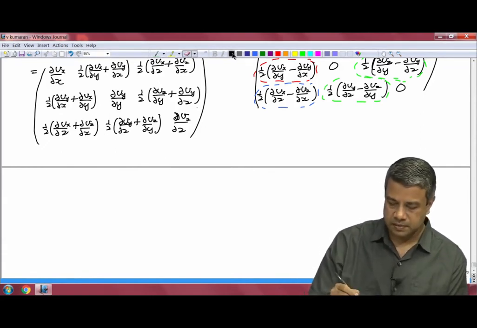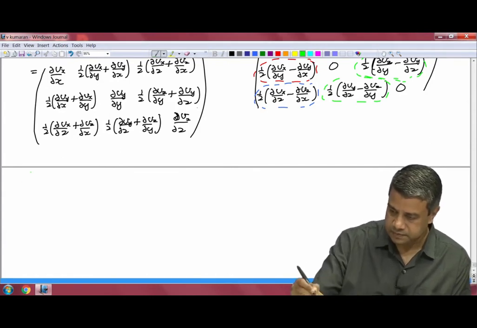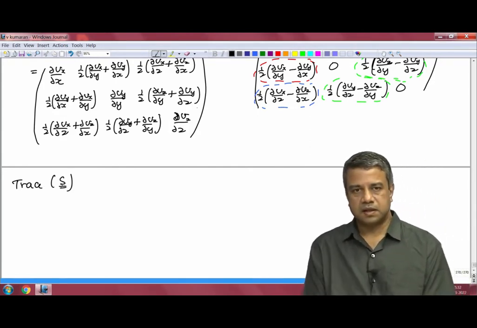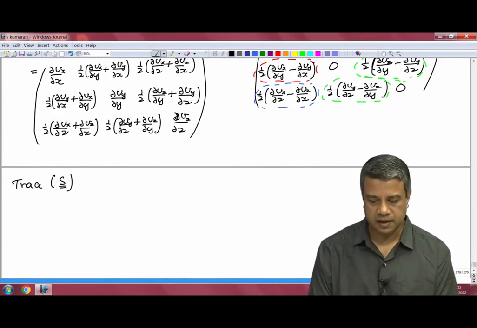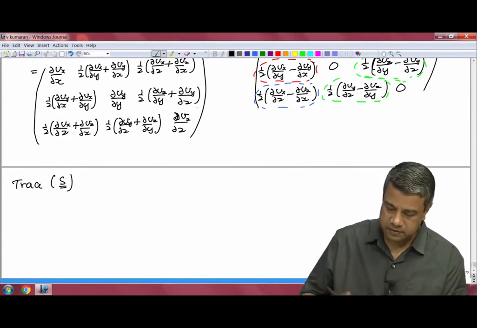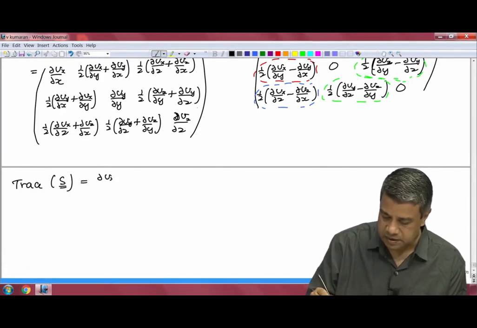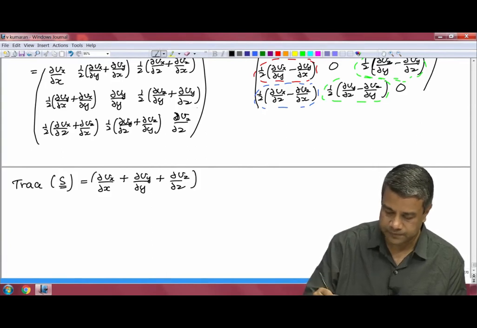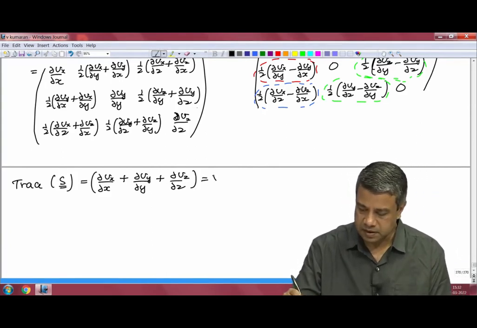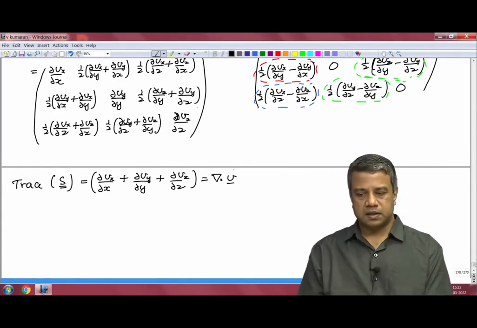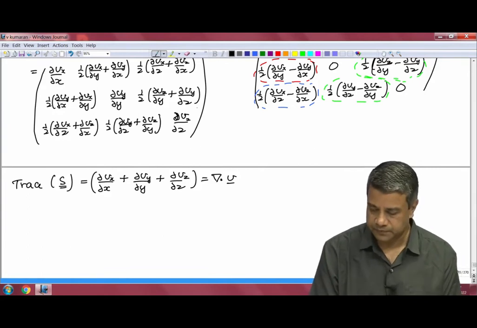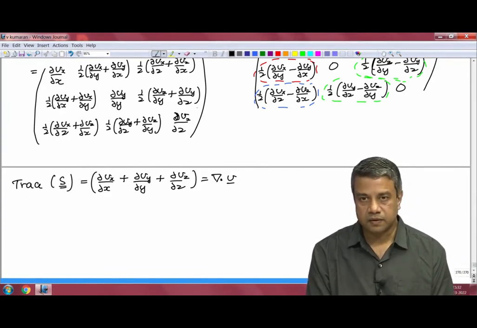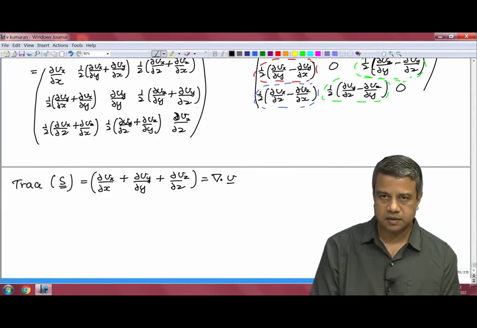Now, for this symmetric matrix, the trace of S, the trace of the matrix, is the sum of the diagonal elements of the matrix: partial V x by partial x plus partial V y by partial y plus partial V z by partial z. Recall that this is the same as the divergence of the velocity. Therefore, you can define an isotropic matrix.